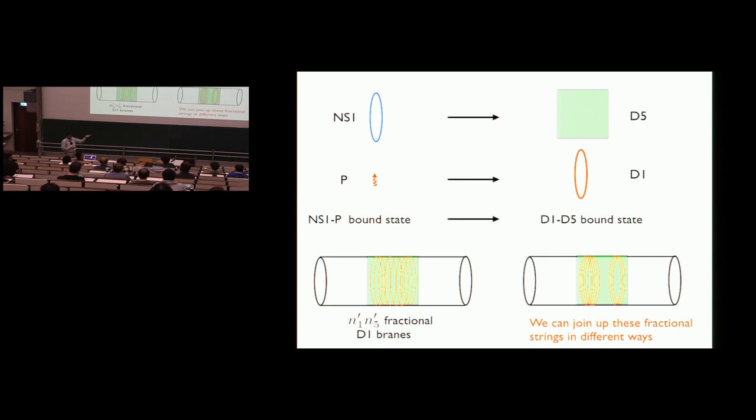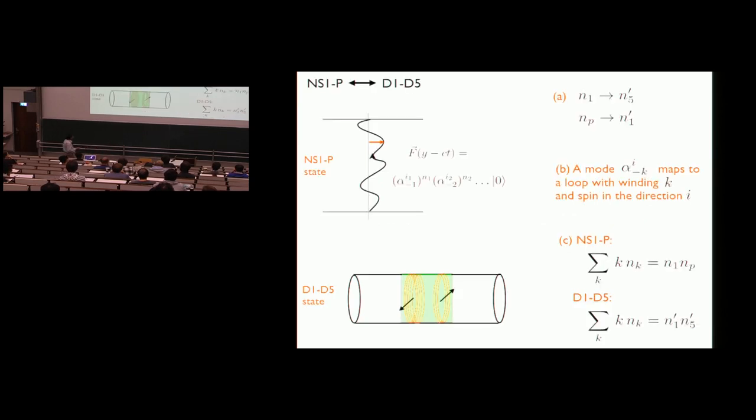But that was to be expected, because after all, that is just obtained by duality from the NS1 P state, and if this one had many different states, where were those states? The different traveling waves. So when you map it to the D1 D5 system, there should be the same number of states here. Duality is a symmetry. So where are all those states? Well, here they are. You simply have to take all the strings and join them up in various ways. So everything is very simple and pictorial with string theory, and you can see where the strings are.